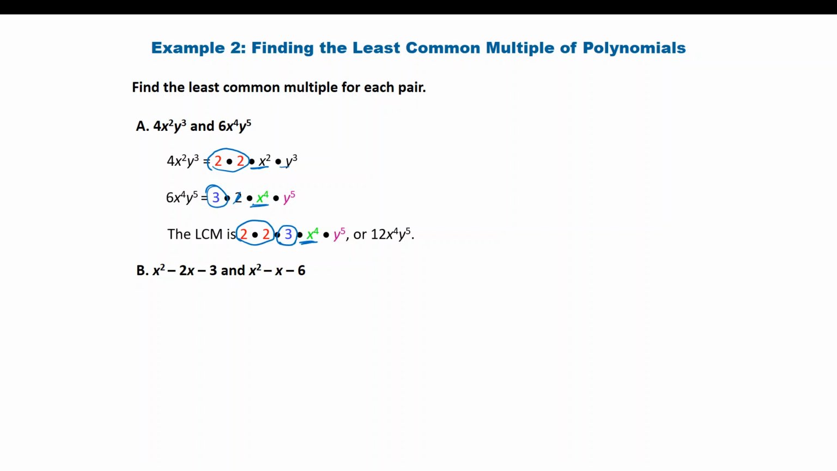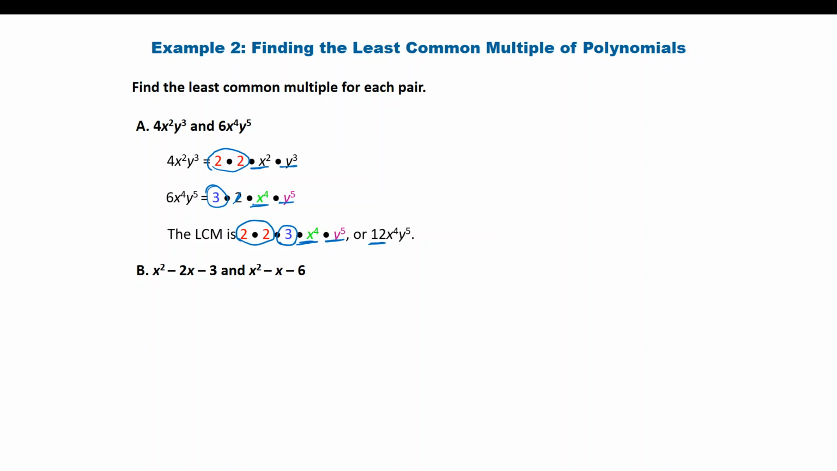And for my y's, I have a y to the third and a y to the fifth, so I have to take my highest one. So in the end, I'm always taking the highest exponent. So in the end, I have 4 times 3, which is 12. I have x to the 4th and y to the 5th. And so that's how we find our common multiple.